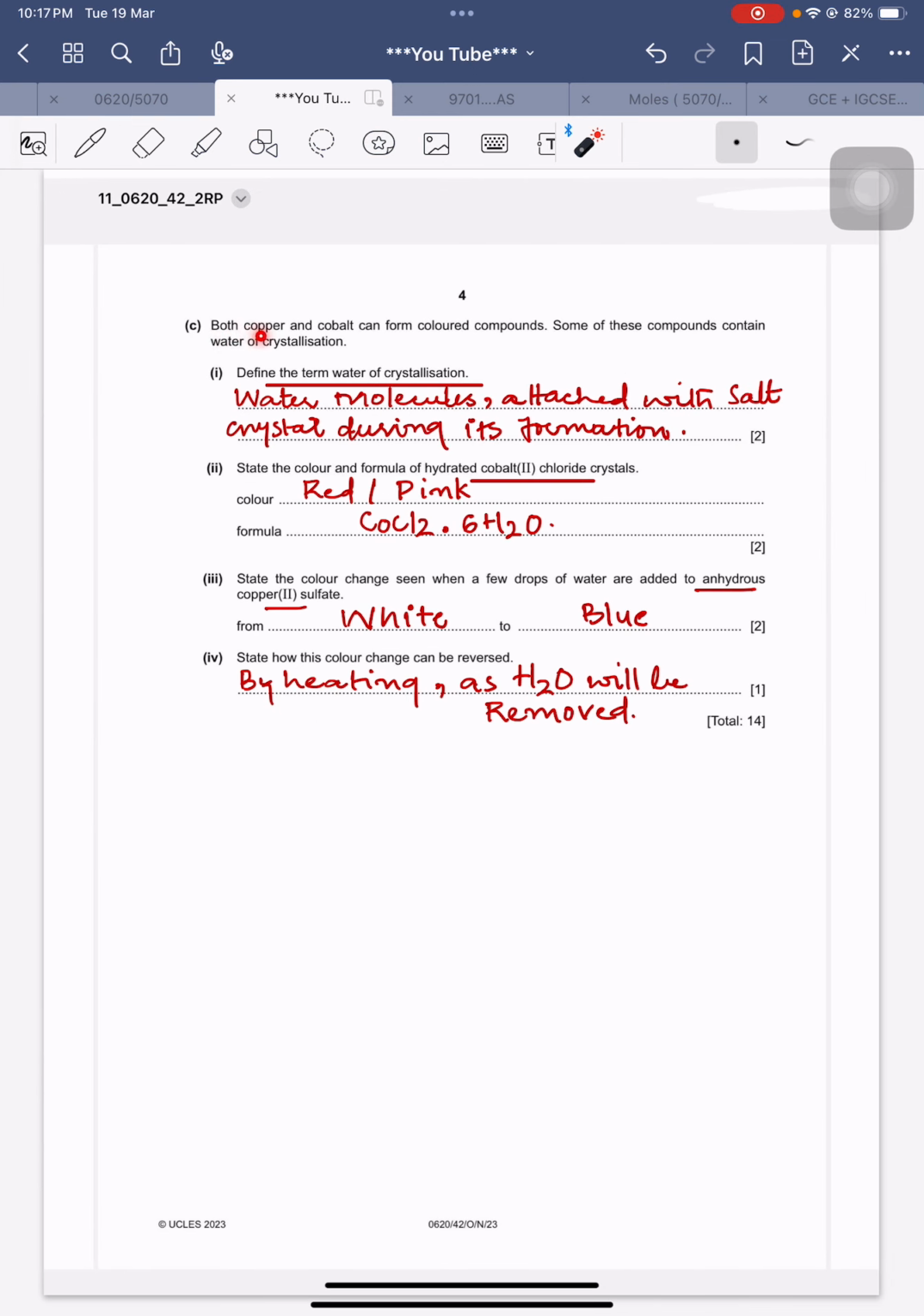Then they are asking: both copper and cobalt can form colored compounds. Some of these compounds contain water of crystallization. Define the term water of crystallization. Water molecules which are attached to the salt crystal during its formation are called the water of crystallization.